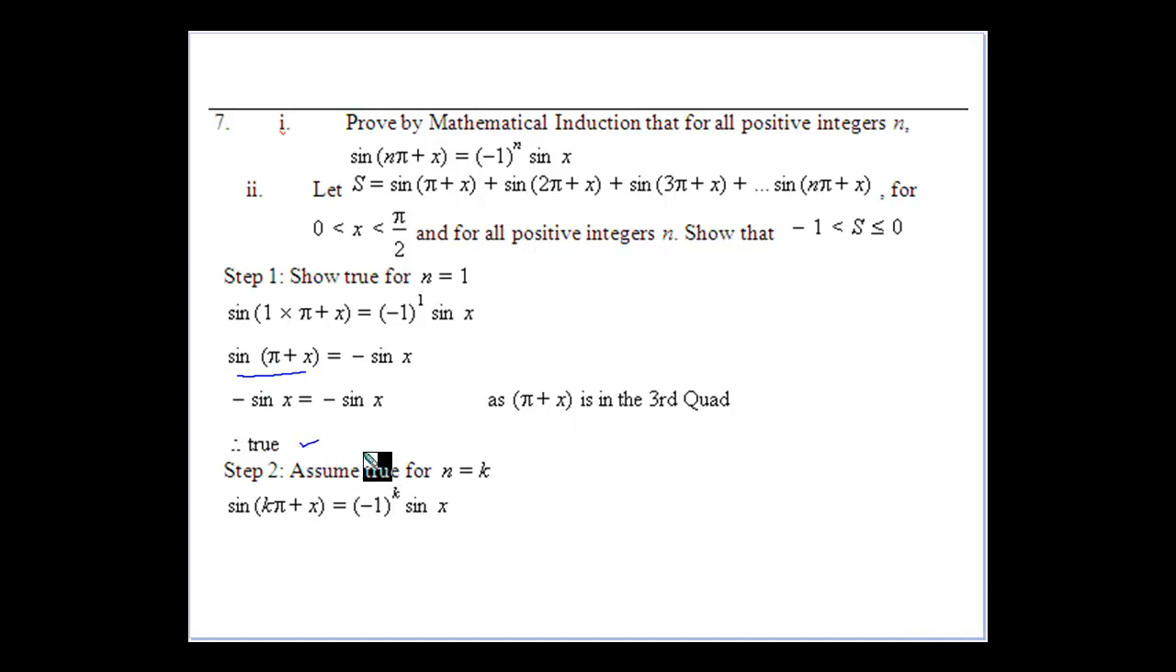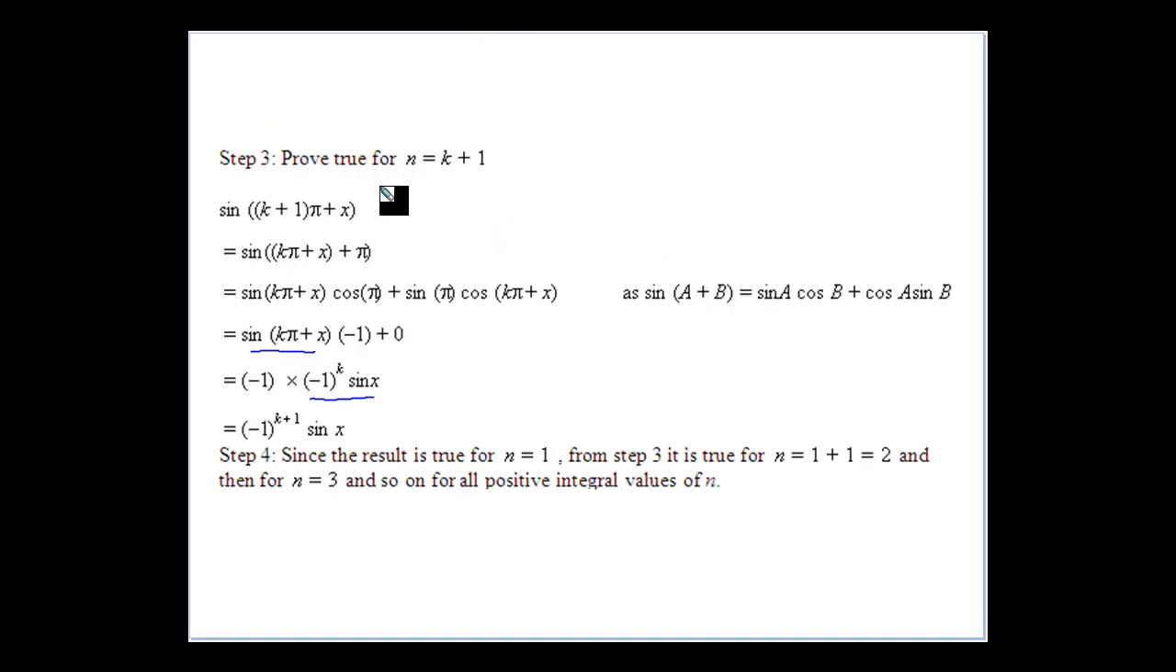So it's all good. So assume that for n is equal to k, that sine of (k pi plus x) is equal to (minus 1) to the power of k sine of x. So what we've got to look at there is to prove it's true for n is equal to k plus 1. So we want to get down to (minus 1) to the power of (k plus 1) sine x. So we start with our left hand side of sine of ((k plus 1) times pi plus x).